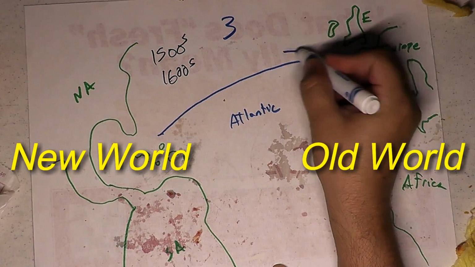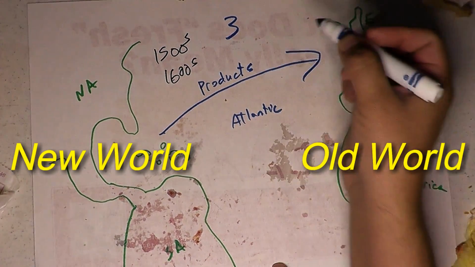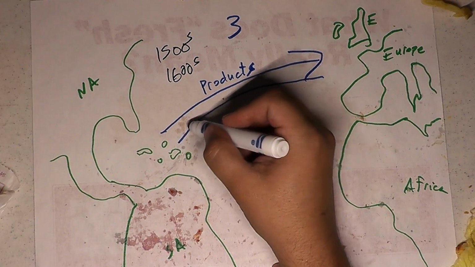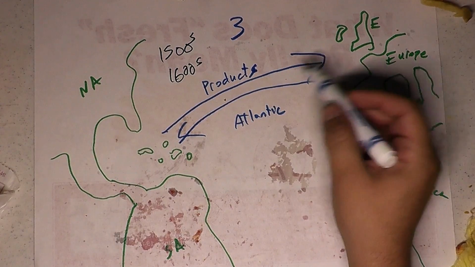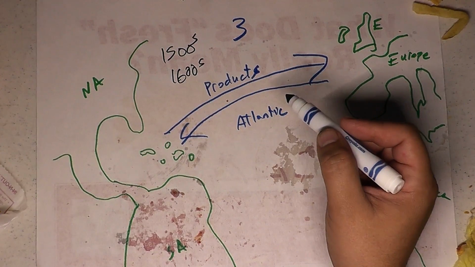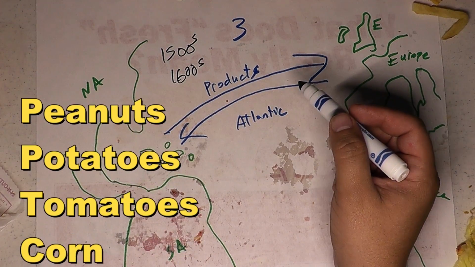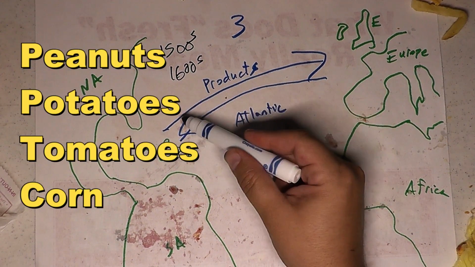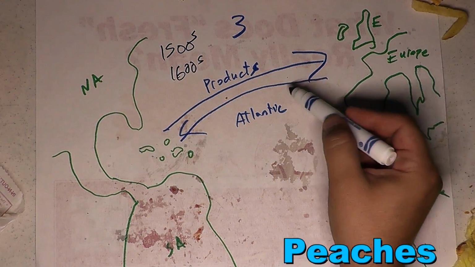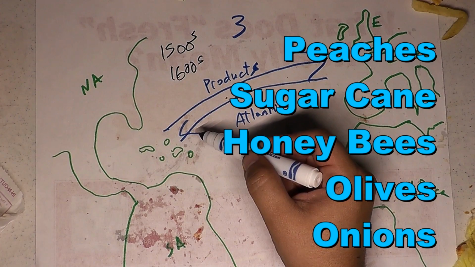The first and most obvious are products, and these would go between the Old World and the New, new to old, old to new. You have this two-way street of products. That would include things like peanuts, potatoes, tomatoes, corn. That would all be going here to here. And then in Europe, they would bring in peaches and sugarcane and honeybees and olives, right, from Greece, and onions.